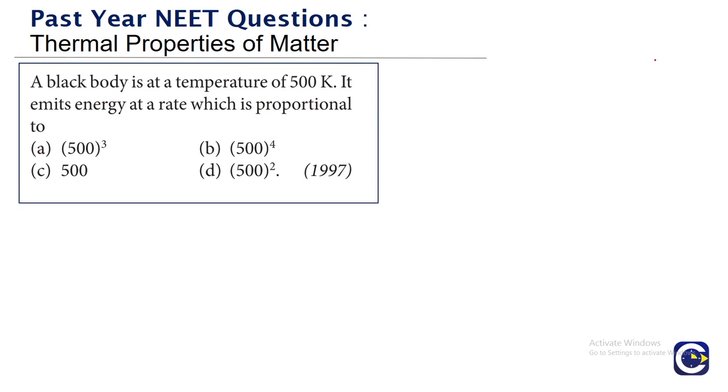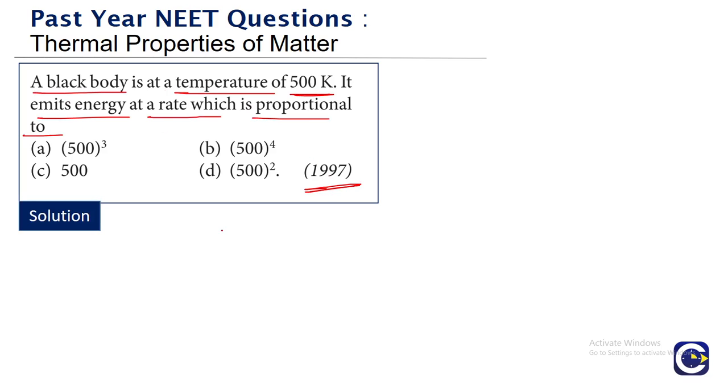Next we have another question based on the radiation concept. A black body is at a temperature 500 Kelvin. It emits energy at a rate which is proportional to, straight Stefan's law question, right? So what is it? The radiation power emitted by the black body is equal to what? Sigma A T power 4.